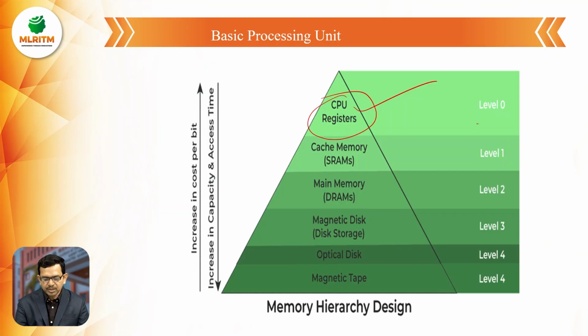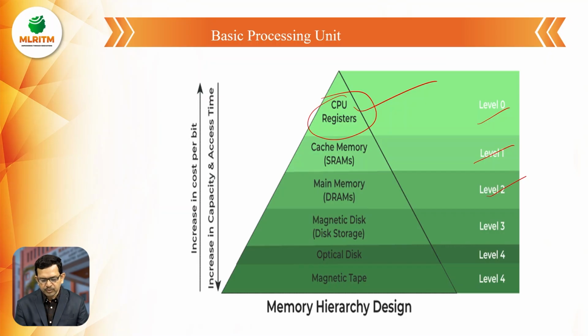So level 0 is considered as the speed of the execution of the instructions which are located in the registers. Next, if we go to level 1, we are going to see the cache memory. Static RAMs we are going to see here. How the static RAMs work, we'll discuss later when we go to the cache memory.